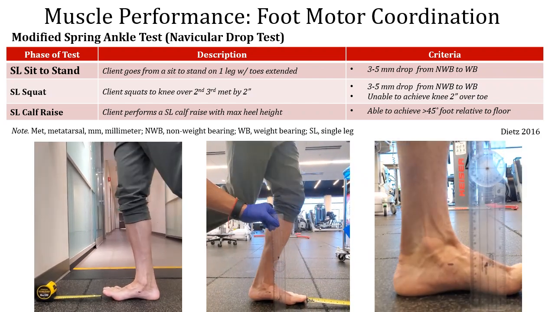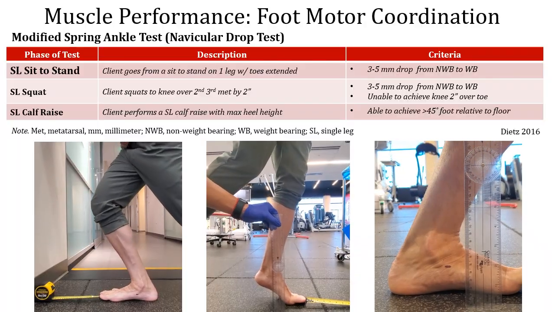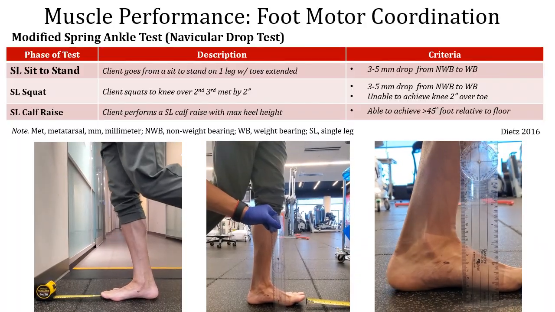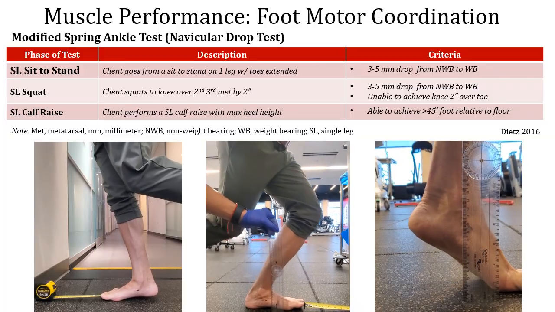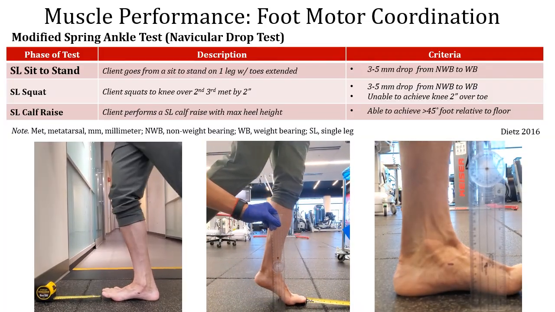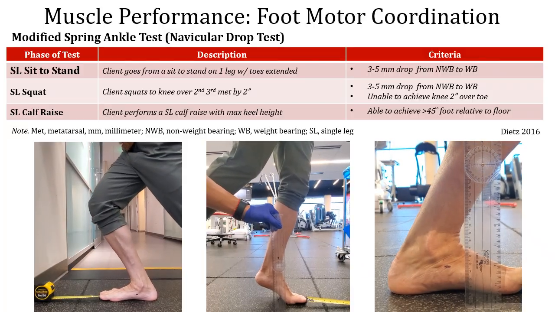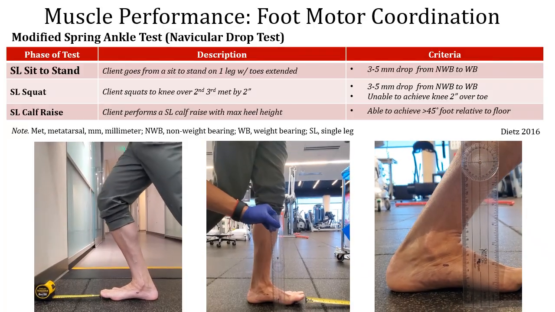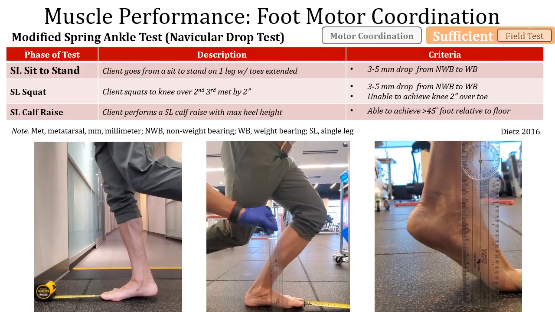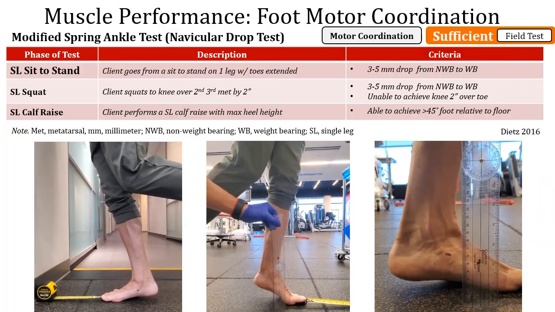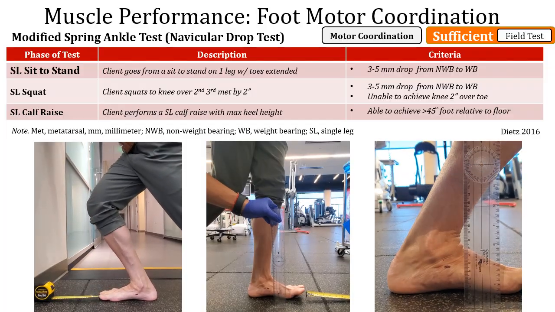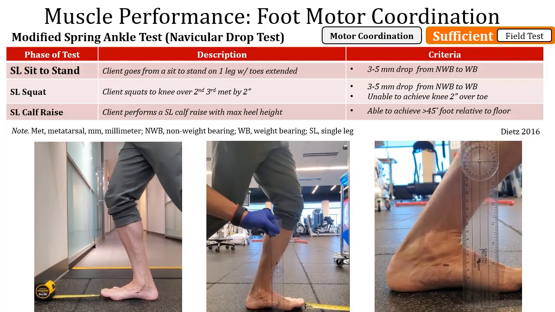And then in the third video, you can see the utilization of a translucent goniometer, where the clinician can, in live time, monitor the navicular drop. Also, a classic index card can be utilized to measure the discrepancies during the different phases. And this motor coordination test would be considered sufficient. It is more of a field-based qualitative assessment.